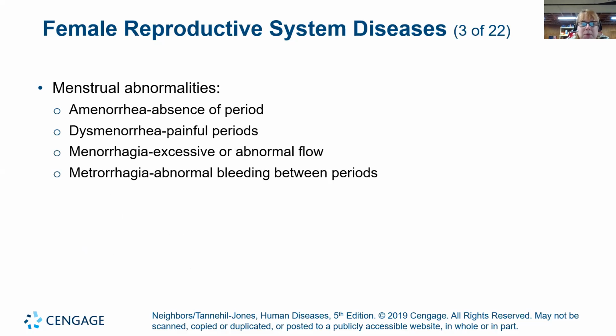So some menstrual abnormalities. These are 4 words that are very common. Amenorrhea means an absence of a period. Dysmenorrhea means extremely painful periods. Menorrhagia means excessive or abnormal flow, and I should have put during a period. It means just a very heavy flow when a woman gets her period. And metrorrhagia is abnormal bleeding between periods. This can be as little as spotting, or this can be a very heavy flow between periods.